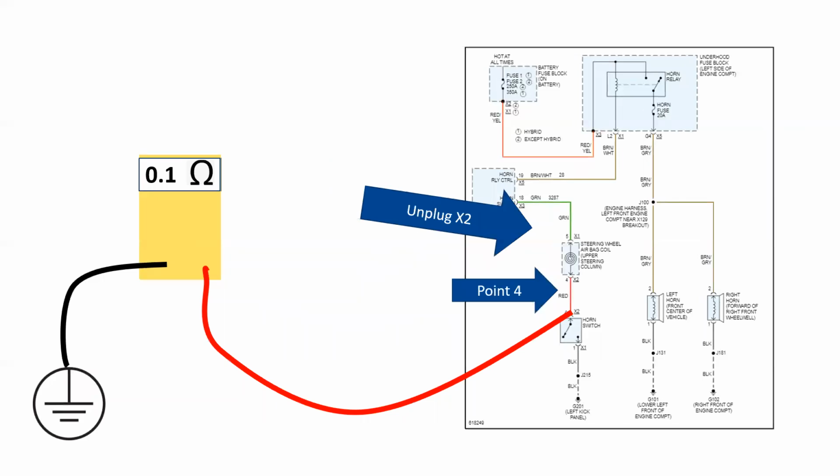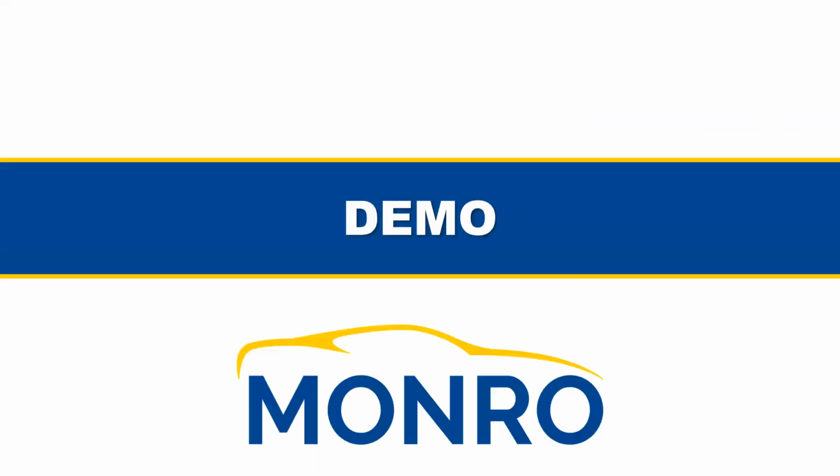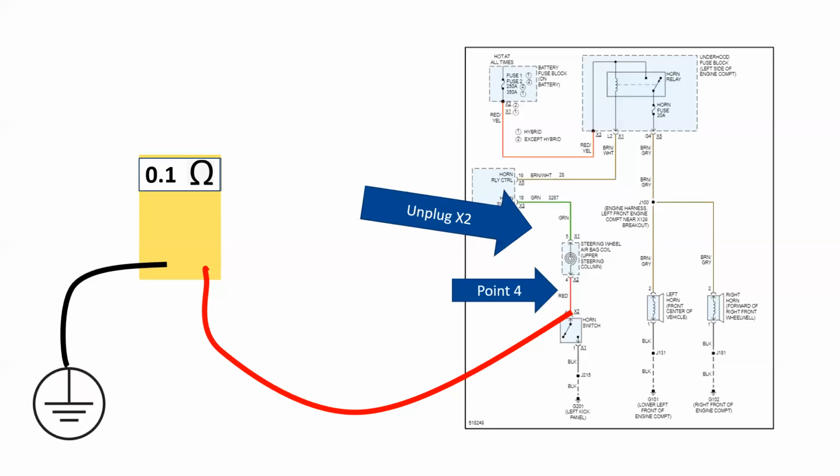So we kept going. We unplugged the terminal at X2 and voila, we still had a complete path to ground. So I knew it wasn't on the horn side switch. It had to be at that particular point between terminal 4 and terminal 2 of the horn switch. So with that said, using the meter, we were able to quickly identify where it was.